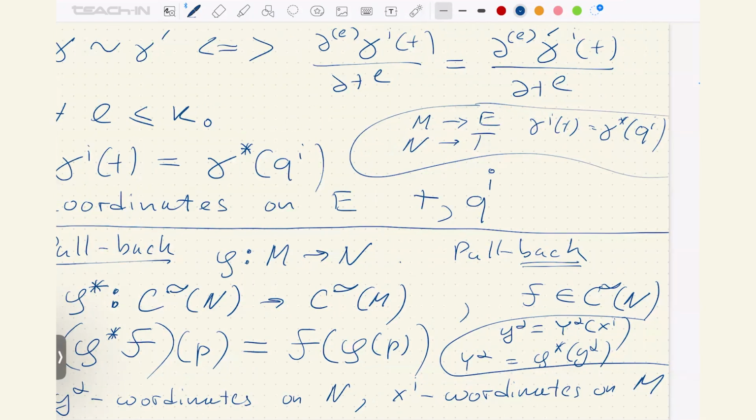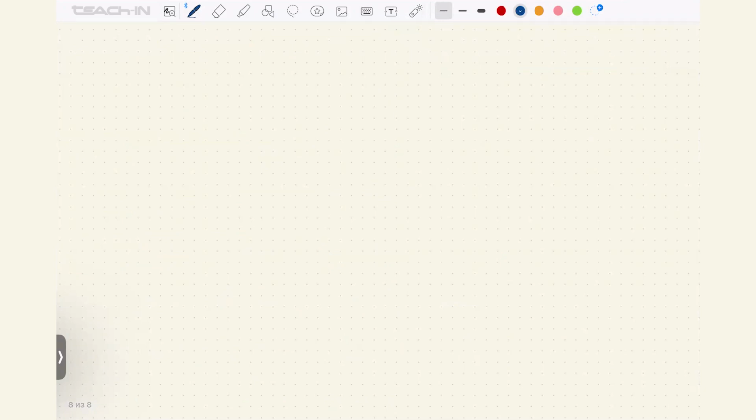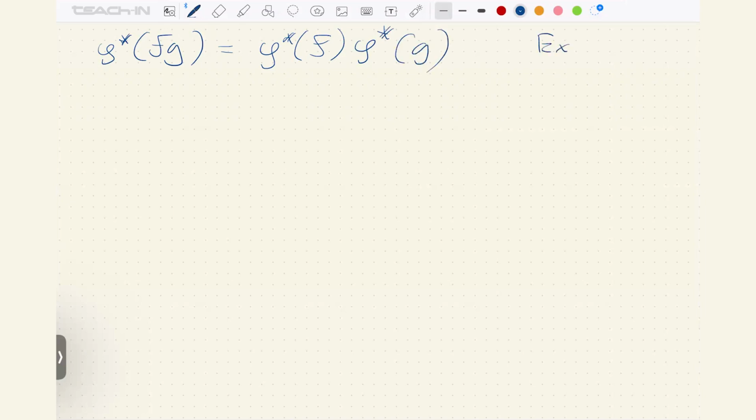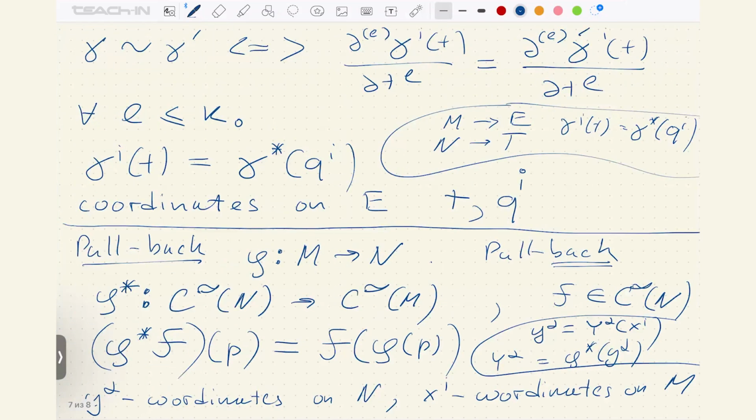By the way, it is easy to check that phi star of fg for two functions is of course phi star f, phi star g. If it's not obvious to you, do this as an exercise. So it's a homomorphism of algebra of functions from functions on target space to functions on source space. Okay, let's get back to our jet bundle.